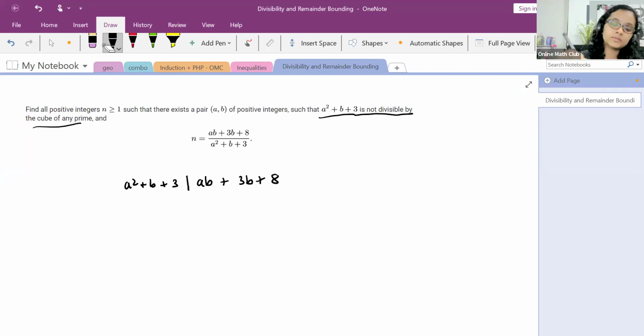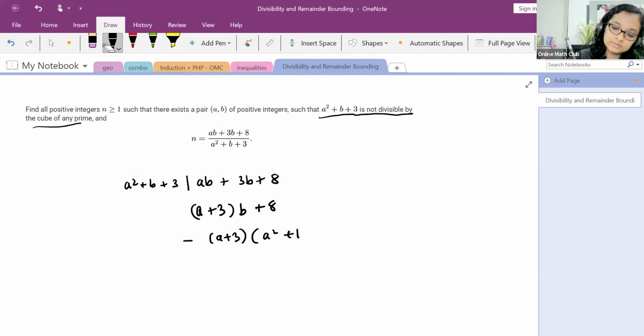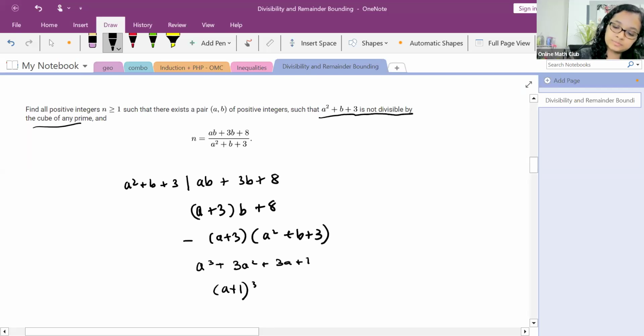Okay, so that's very close actually. I'm guessing you subtracted. Here you have a plus 3 times b plus 8, and now you want to get rid of the b, right? So you just subtract a plus 3 times this, then you get a cube plus, if you cancel everything, you'll get 9 here, which cancels. So you'll get the negative of this, and this is equal to a plus 1 whole cube.